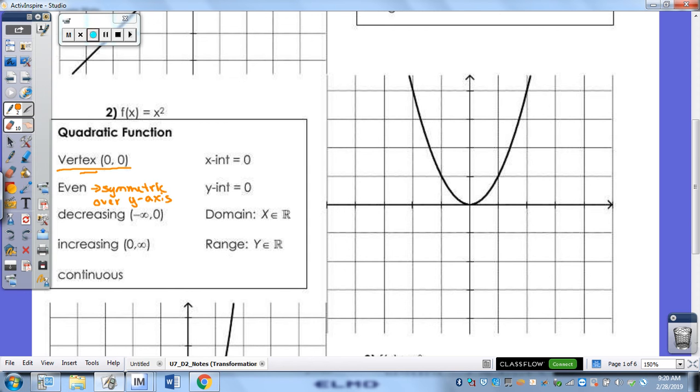It's decreasing from negative infinity to 0, so we could also write that as x is less than 0 when the function is decreasing. It is increasing when x is greater than 0. And again, domain is x as an element of the reals. Range, however, is not an element of the reals. Is it ever going to be negative? No, this is never going to be below the x-axis. So our range here is actually y is greater than or equal to 0.